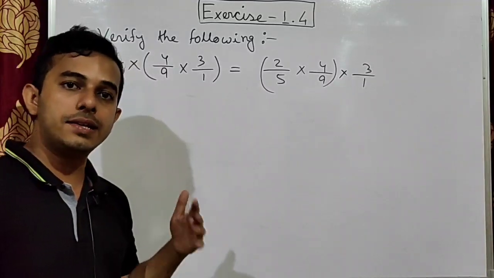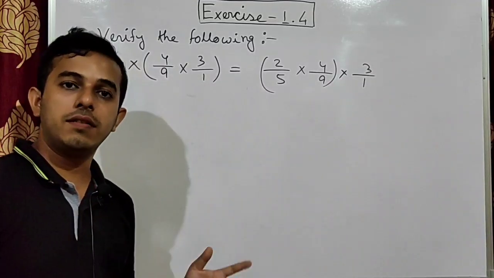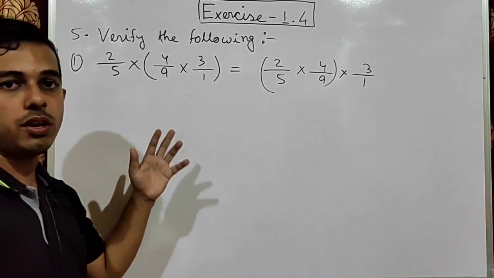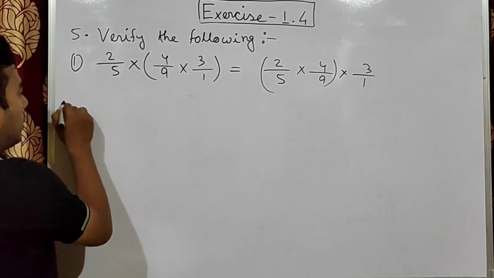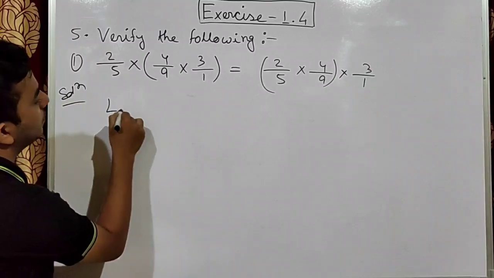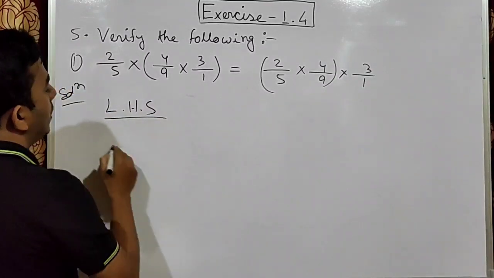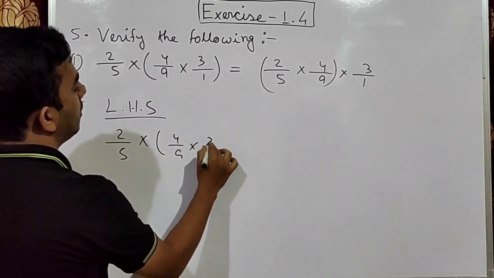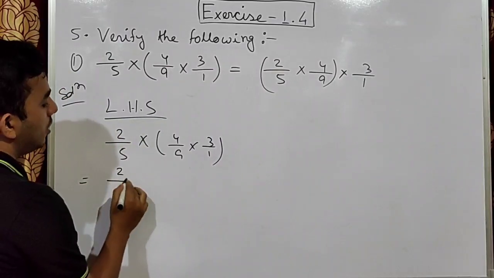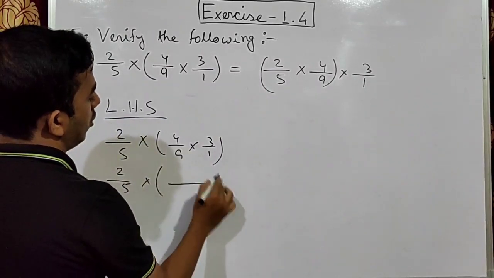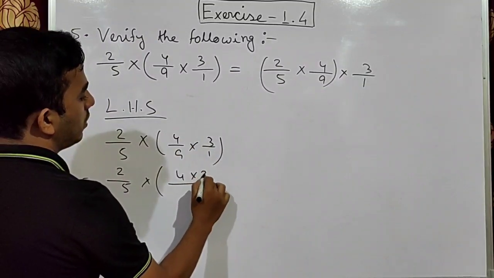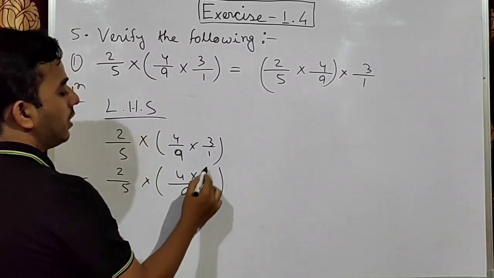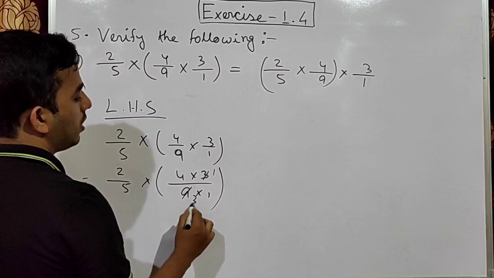So first we have to find LHS and then we have to find RHS. Then if the result is the same, we can prove that yes, LHS equals RHS. Then here, verify, right? So let's verify it. Let's start with our LHS. LHS is 2 by 5 into 4 by 9 into 3 by 1. So 2 by 5 into, look, numerator into numerator, that is 4 into 3, and denominator into denominator, that is 9 into 1. Now look, we can cancel 3 and 9. 3 into 1 is 3, 3 into 3 is 9. Clear?